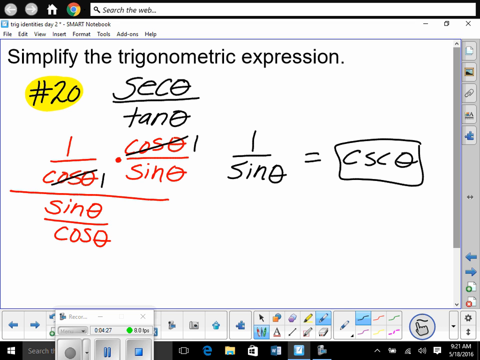So that's simplified to be that. The reason I chose to not stay with 1 over sine of theta is because it's equal to cosecant theta. That's no fractions. It's just one term. Simplified all the way down. So that wasn't too bad, was it?